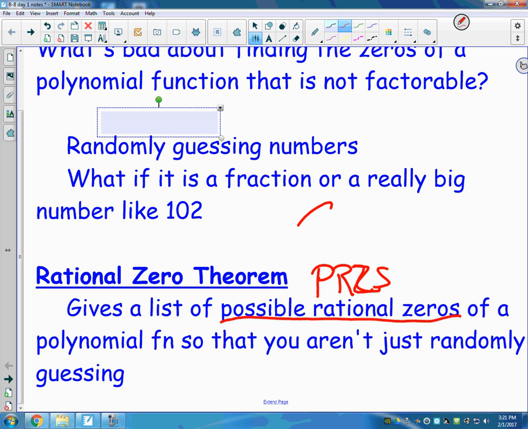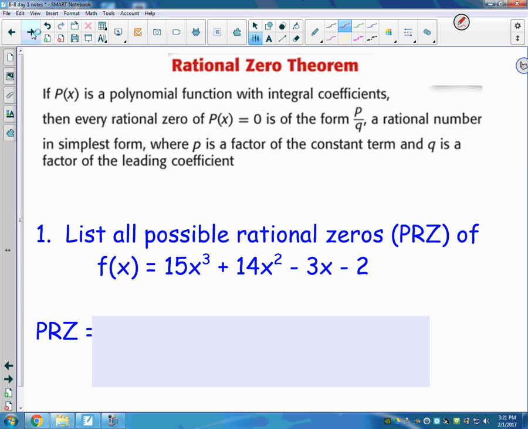And that will give you possible zeros that you can guess and check instead of just randomly guessing every number. And it'll also give you some fractions, okay? So it says, and I know it's kind of wordy, but it says if a polynomial function with integral coefficients, that means integers, then every rational zero, so every time that you're going to get a zero, is in the form of p over q, a rational number where p is a factor of the constant term and q is the factor of the leading coefficient.